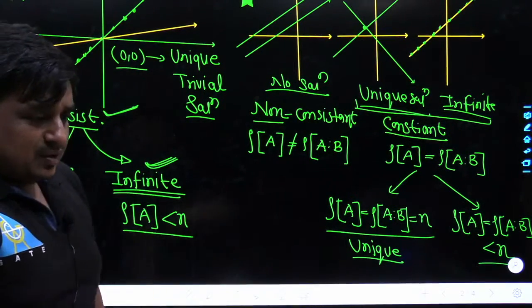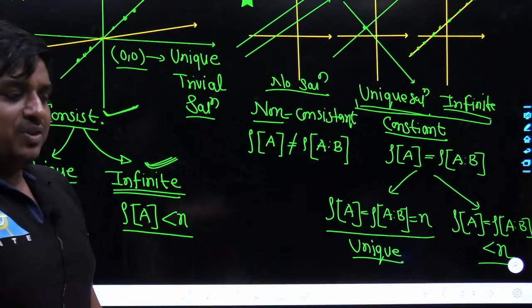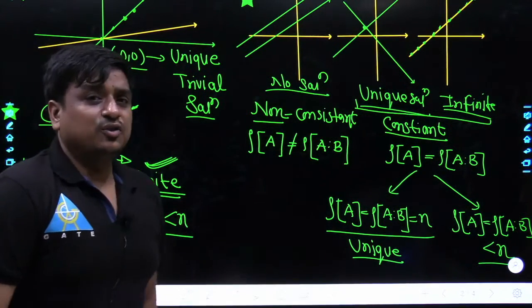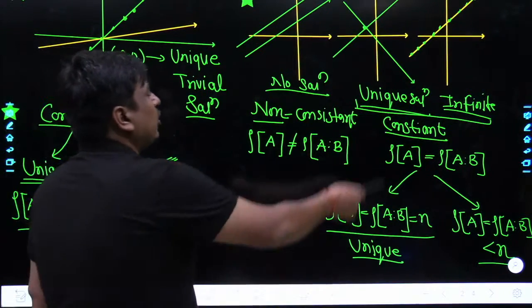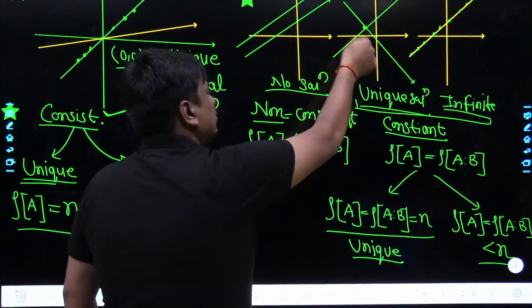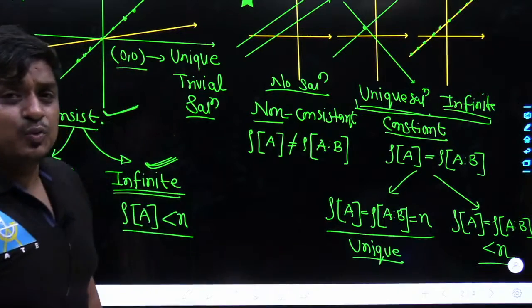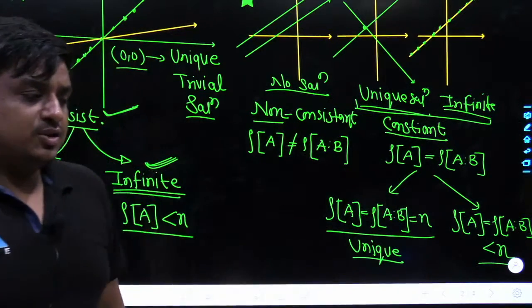One question has been asked somewhere: the trivial solution is not possible. Obviously, the trivial solution is not possible in case of non-homogeneous because they will not cross through the origin or the point where the x, y, or maybe in future x, y, z are all 0.